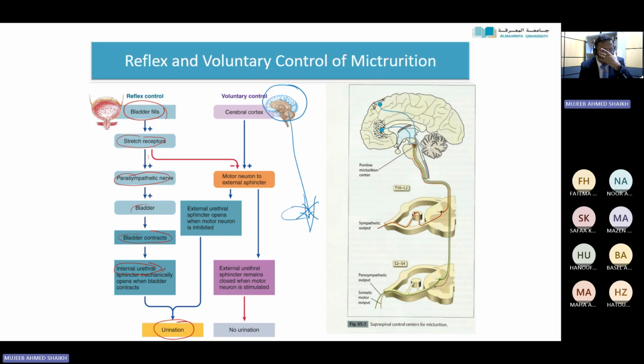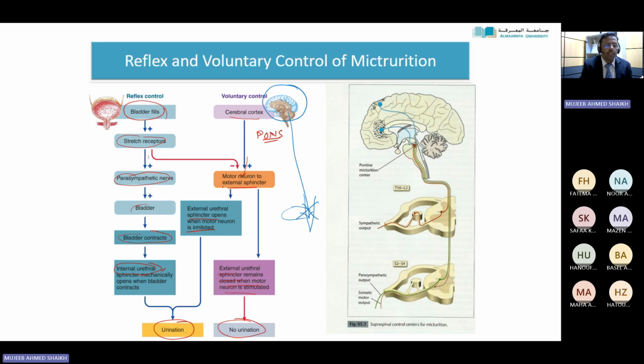But if the situation is not suitable, or maybe the person is doing some work, at that time the cerebral cortex will send signals, mainly from the pons micturating center. The signals will come to the motor neuron of the external sphincter, which will cause contraction of the external urethral sphincter, and there will be closure and no urination. This is voluntary control.